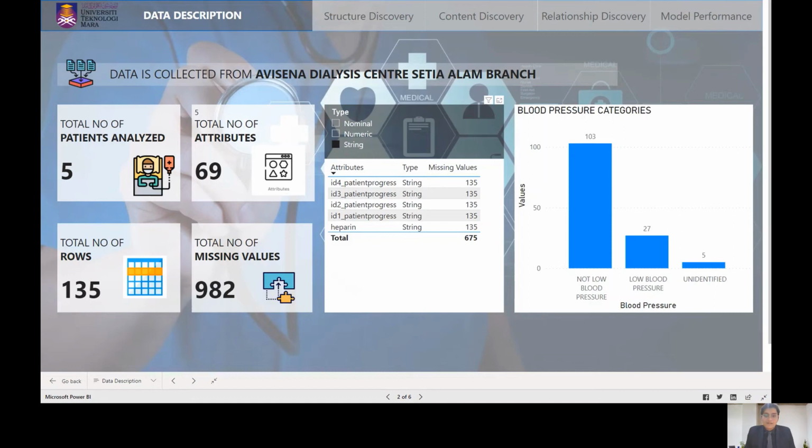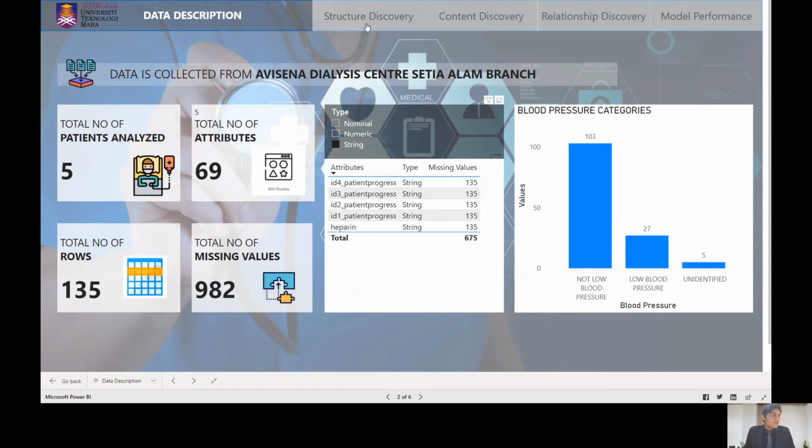Given that the primary goal of this study was to predict the occurrence of intradialytic hypotension, it is easy to understand that, based on the bar chart data, the data was imbalanced. You can see here for not low blood pressure we have 103, and low blood pressure, the one that we want to predict, we have only 27. Based on research, low blood pressure is related to intradialytic hypotension. Thus, we can see that blood pressure here has imbalanced classes.